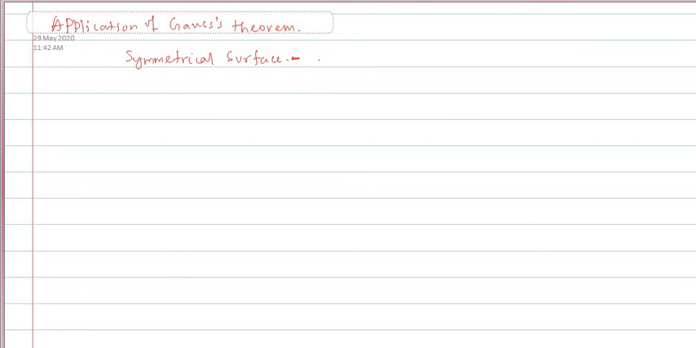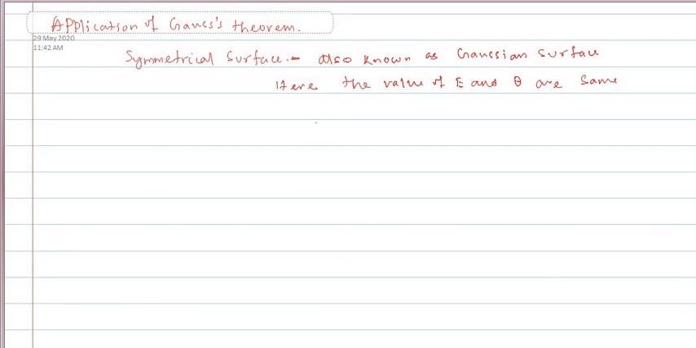A symmetrical surface is also known as a Gaussian surface. So what is this Gaussian surface? Now here, the value of E and theta are the same in that surface.